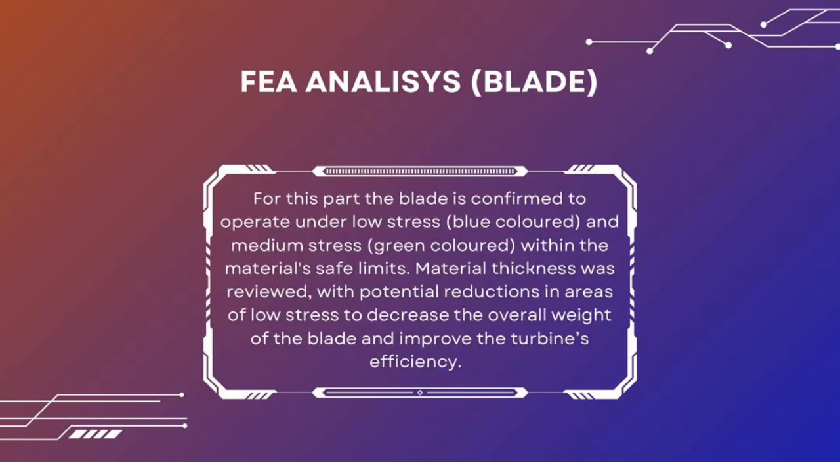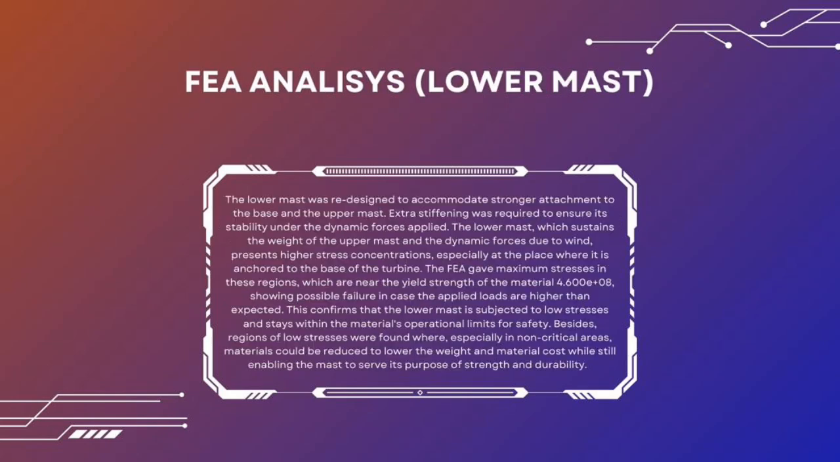FEA analysis, blade. For this part, the blade is confirmed to operate under low stress, blue colored, and medium stress, green colored, within the material safe limits. Material thickness was reviewed with potential reductions in areas of low stress to decrease the overall weight of the blade and improve the turbine efficiency.